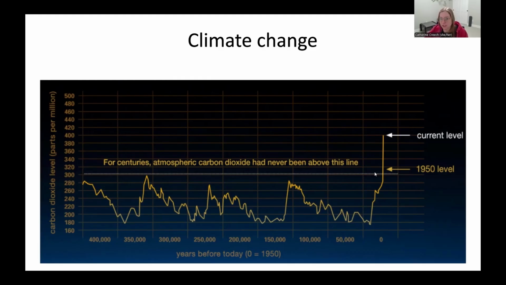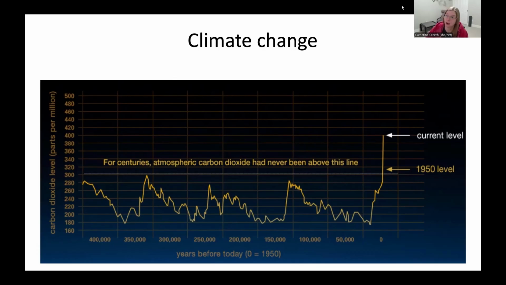Then we have industrialization, that's about in the 1950s. And right here, we're actually up at, as of April 2026, about 430. So we're right about here right now. So we're definitely causing a change, but we'll get into the data about what's happening and how it's happening and what we can do later in the term.